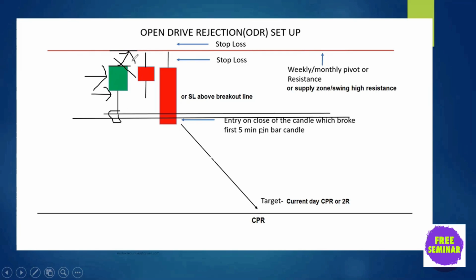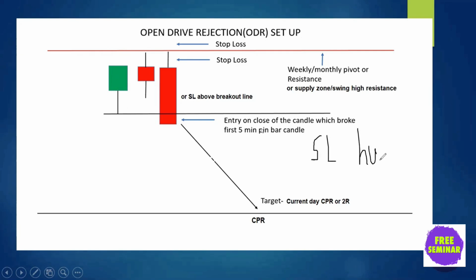That means immediately above the candle you will see some resistance. Then what will you do? You will not take a long trade. You will look for a rejection pattern. What is ODR? ODR is nothing but a stop loss hunting pattern.